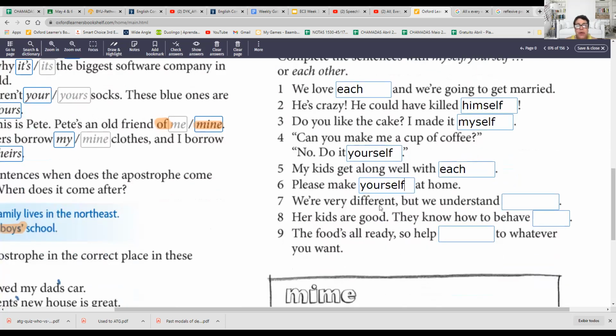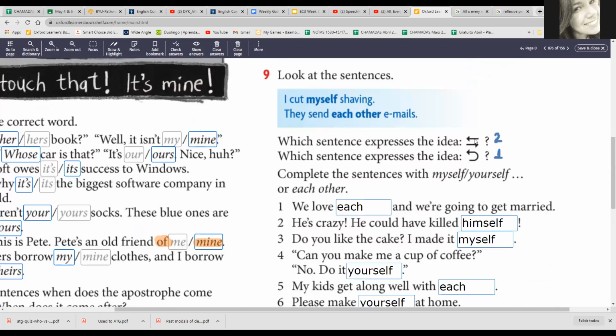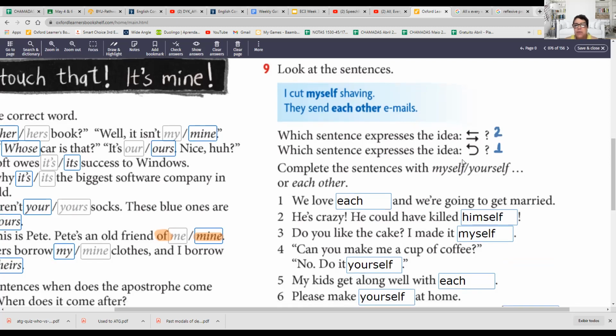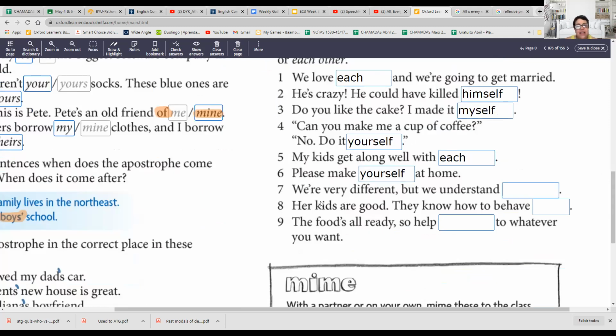So number 7, we're very different, but we understand. Suppose I'm talking about my boyfriend. Okay, so I'm saying that we are very different, but we understand. Ourselves. Look, what is the relationship? We are very different, but we understand each other. Each other. Yes, because if I say that we understand ourselves, I'm giving the idea that I understand myself and he understands himself. Okay? But we don't understand each other. Okay? So here, that's not the idea. The idea is, yes, we are very different, but we understand each other. Okay?